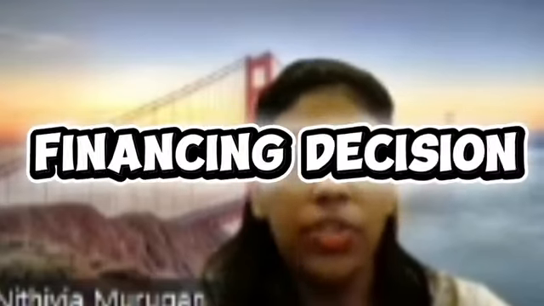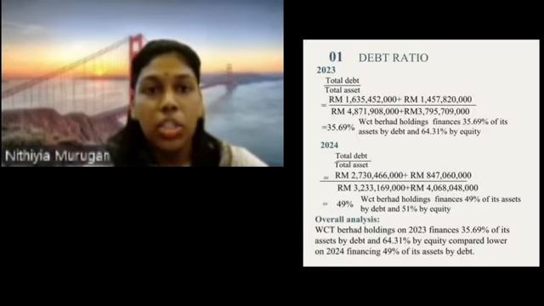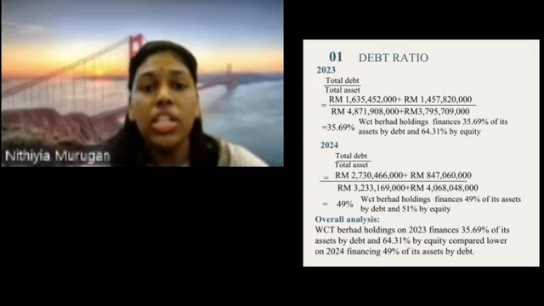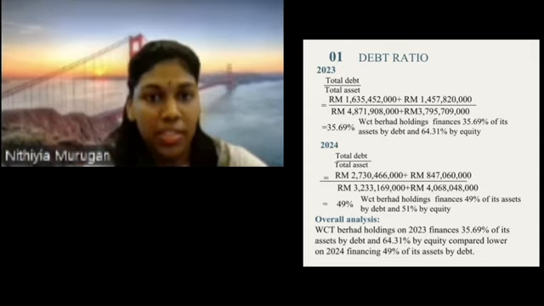So for the third method, we have financing decision. We have 2 ratios, which are debt ratio and times interest earned ratio. For the debt ratio, the formula is total debt divided by total asset. For the year 2023, we got 35.69%. And for the year 2024, we got 49%.